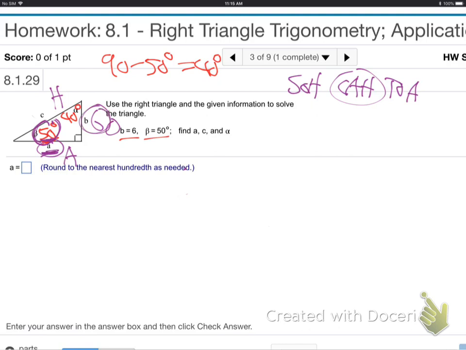So what will involve the 6, the A, and the 50? That's opposite and adjacent. What's opposite and adjacent? Tangent. See how we're coming up with that? So tangent of 50 will be opposite over adjacent, 6 over the little a. That's opposite over adjacent, 6 over little a. Okay, so now I can solve that equation for little a. How do you solve that equation for the little a?